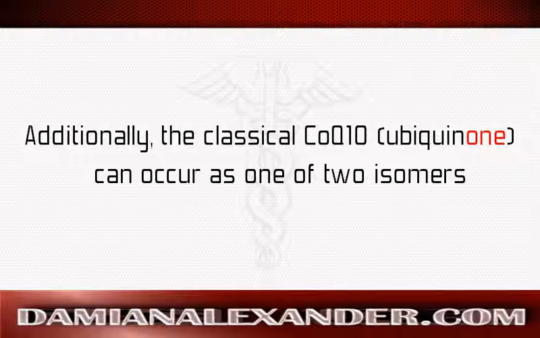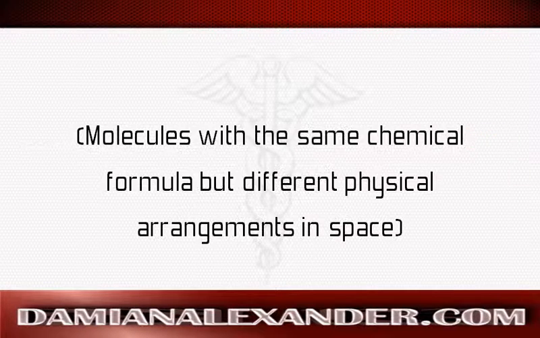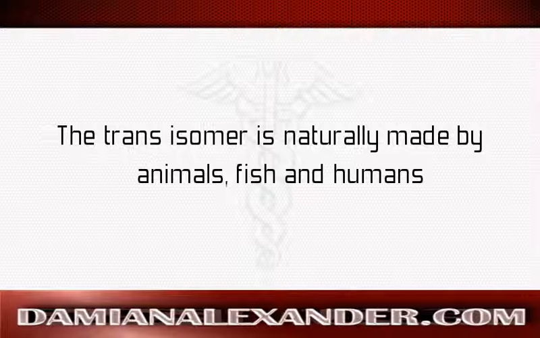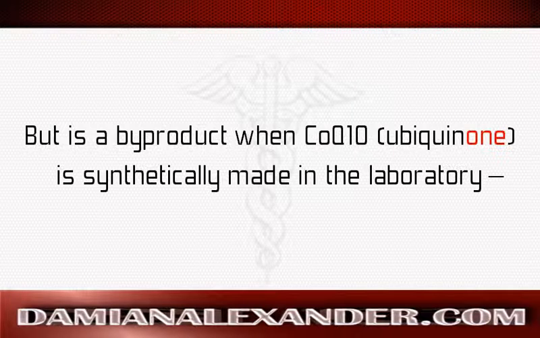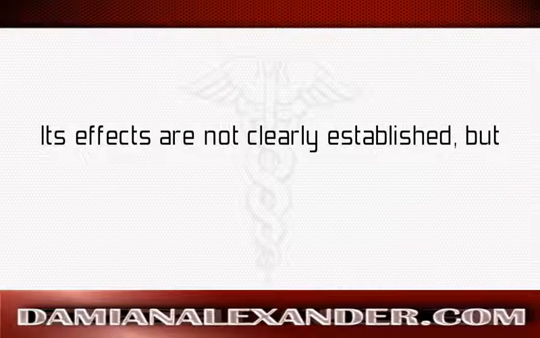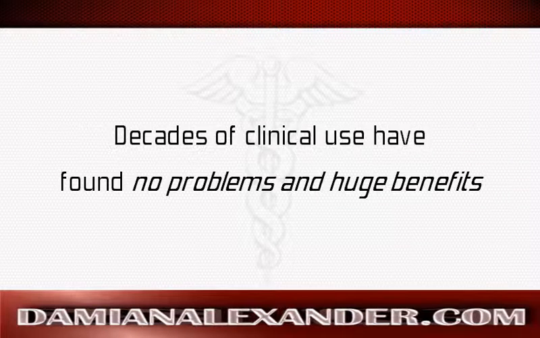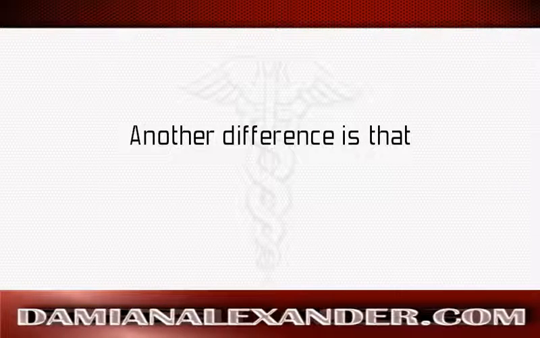Additionally, the classical CoQ10, ubiquinone, can occur as one of two isomers, molecules with the same chemical formula but different physical arrangements in space. The trans isomer is naturally made by animals, fish, and humans. The cis isomer does not occur naturally, but is a byproduct when CoQ10, ubiquinone, is synthetically made in the laboratory. Its effects are not clearly established, but decades of clinical use have found no problems and huge benefits.